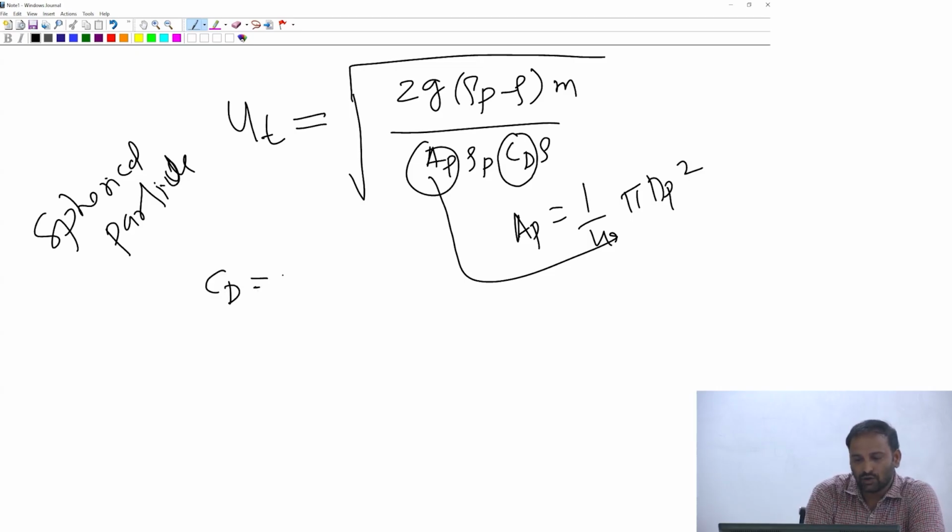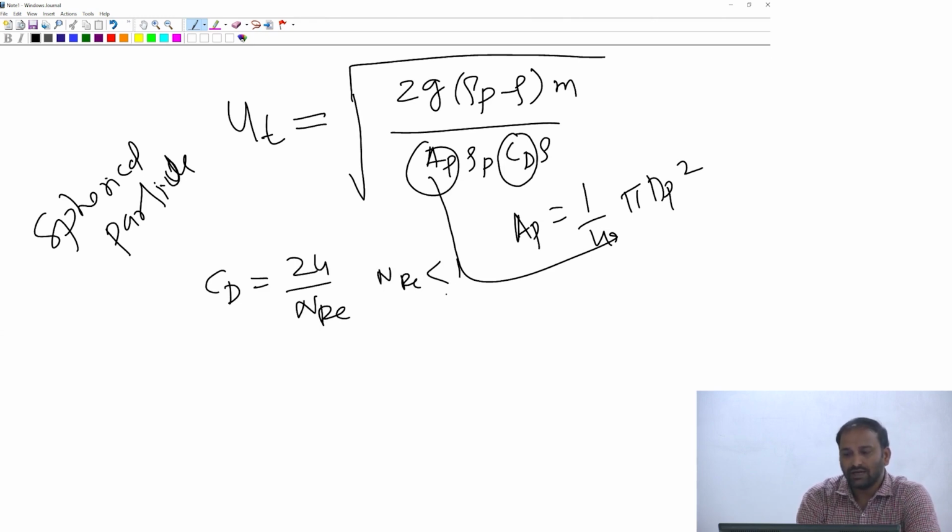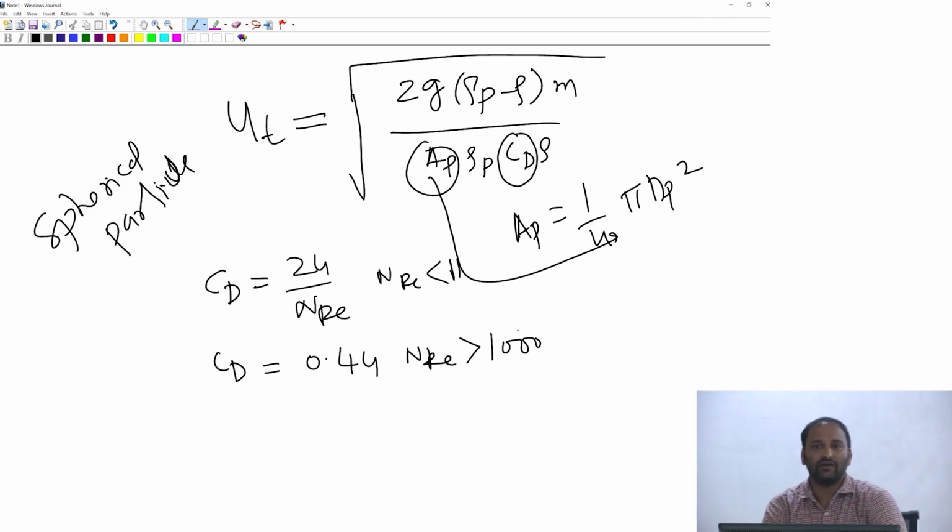This is CD equal to 24 by Reynolds number, okay. That's for the case where your Reynolds number is less than 1, and you have another case where CD is 0.44, okay. That's for the case where your Reynolds number is typically greater than 1000, okay. Therefore I can exploit the experimental data that is available on particles of different sizes that have been done and tabulated, which is available in the form of a CD versus Reynolds number plot.